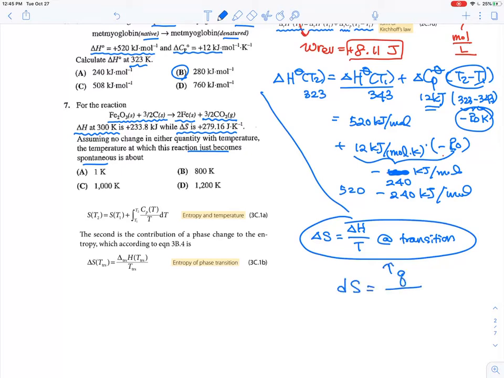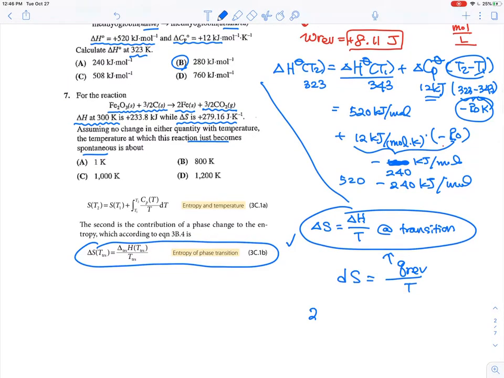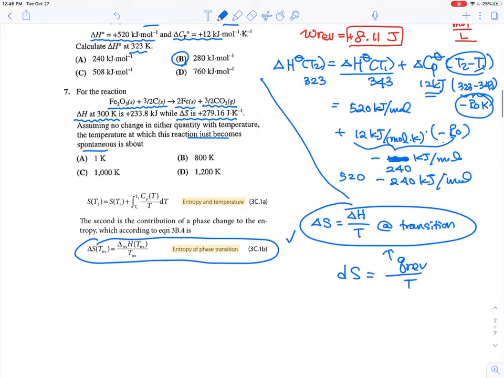dS is our original definition, reversible heat over T, and at transition, that reversible heat is delta H, and then we can put those numbers in. And so they give us the delta S is 270. So this is the entropy of phase transition. That's the kind of information that you can find in the textbook. That's a nice reminder for you guys.